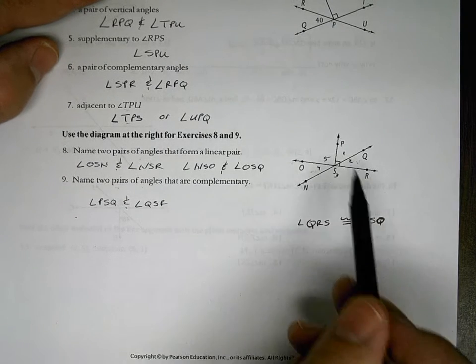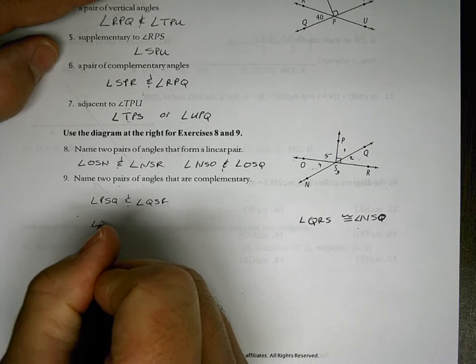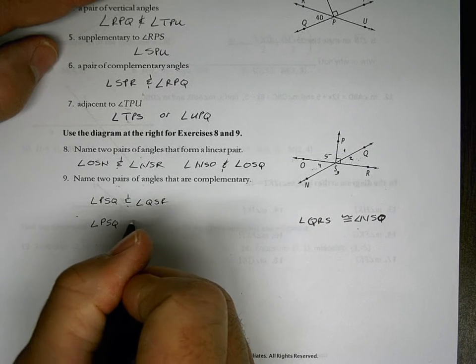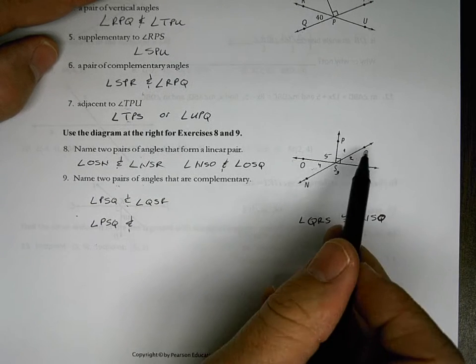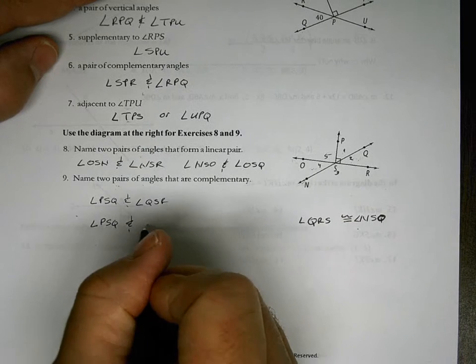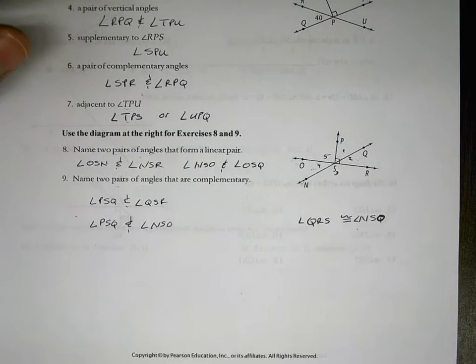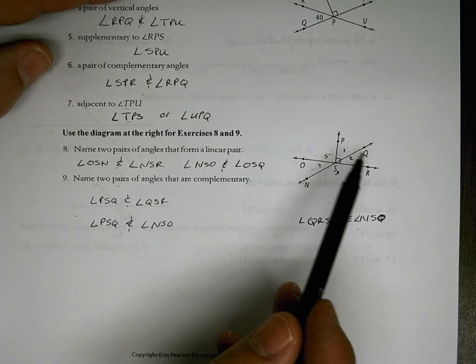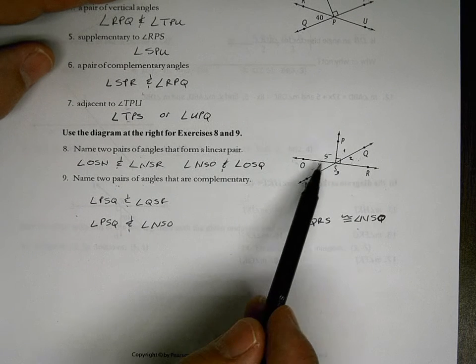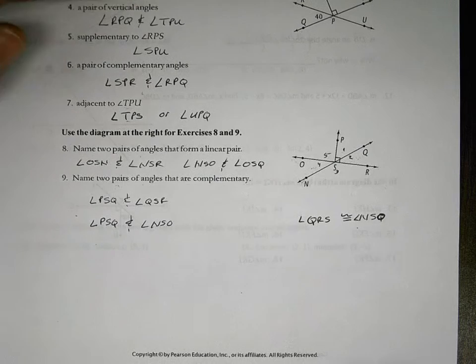So another pair of complementary angles is angle PSQ and angle NSO. Remember, complementary angles do not have to be adjacent angles. These two angles will add up to 90 degrees. Questions on any of those problems?